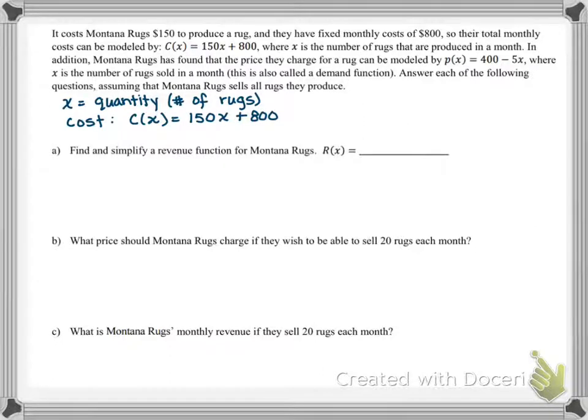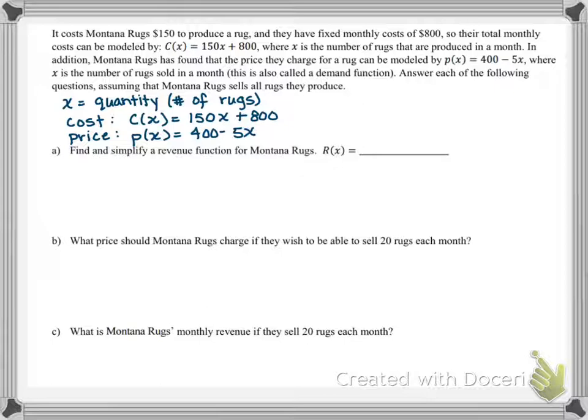And then we keep reading and the price is given by, so this is our demand equation, P of X equals 400 minus 5X. These are like the ones that we've been writing when we're given that table. Every time I lower the price by $5, it increases the number of items I can sell by 1, which is basically what that says. So now we want to find and simplify a revenue function.